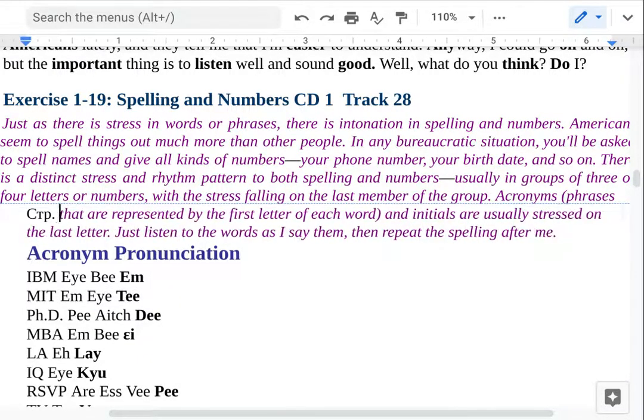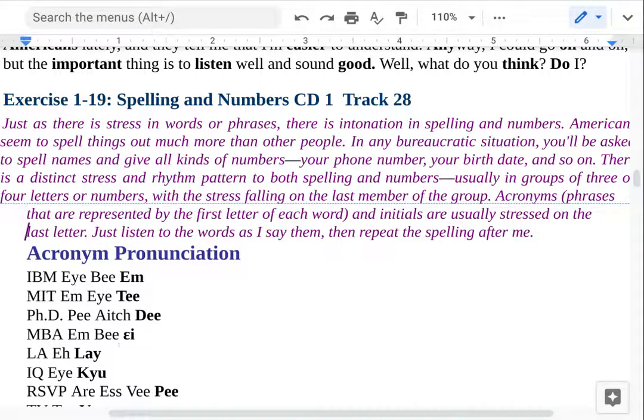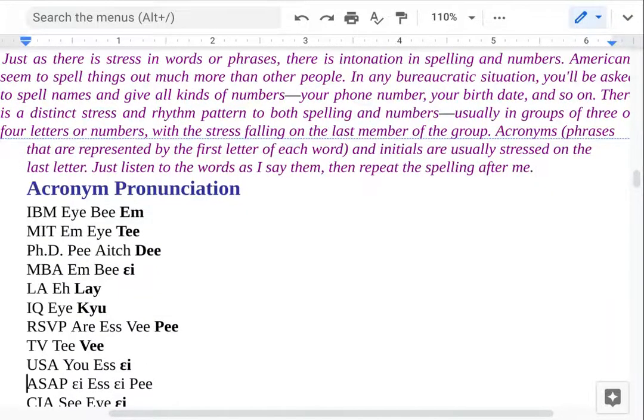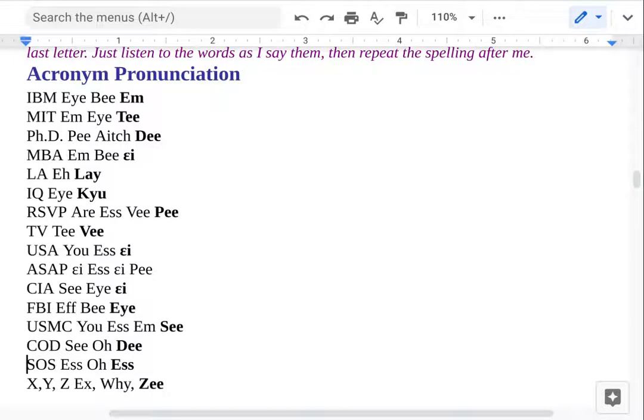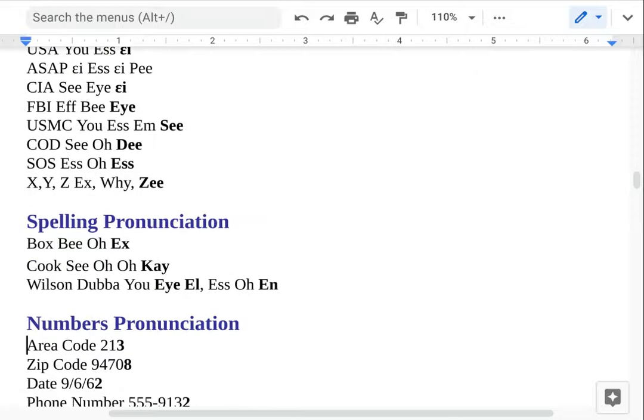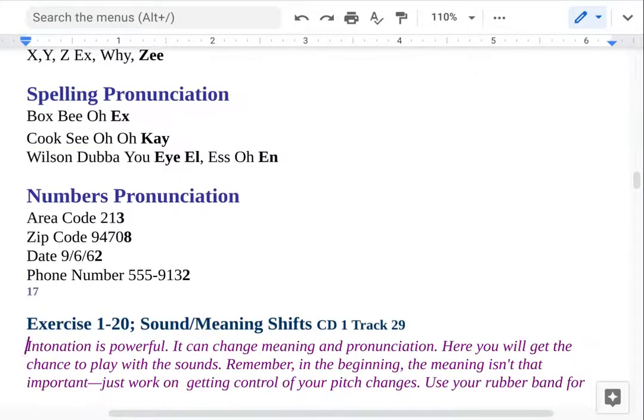IBM, MIT, PhD, MBA, LA, IQ, RSVP, TV, USA, ASAP, CIA, FBI, USMC, COD, SOS, XYZ, box, cook, Wilson, area code 213, zip code 94708, date 9662, phone number 555-9132.